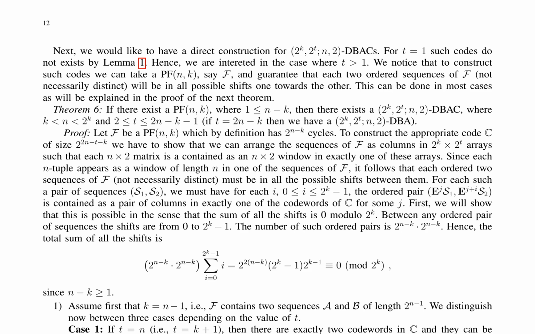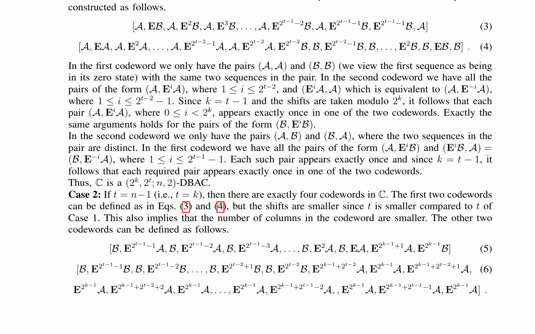In another case, where k equals n minus 1 and t equals n minus 1, case 2, 4 codewords are constructed. The first 2 codewords are similar to those in case 1, but with smaller shifts and fewer columns due to the smaller value of t. The remaining 2 codewords are defined differently, ensuring that each required pair appears exactly once in one of the 4 codewords, thus creating a 2k, 2t, n, 2 dBAC.